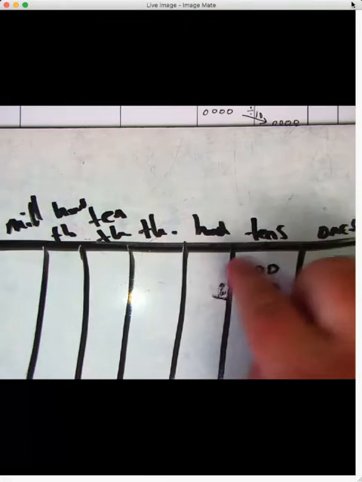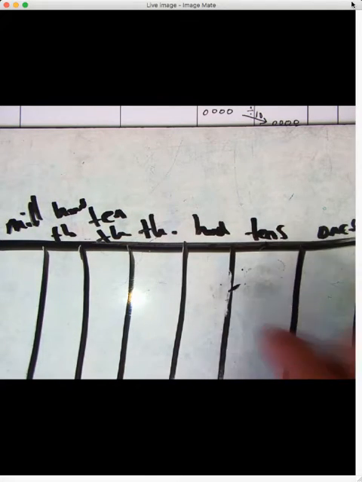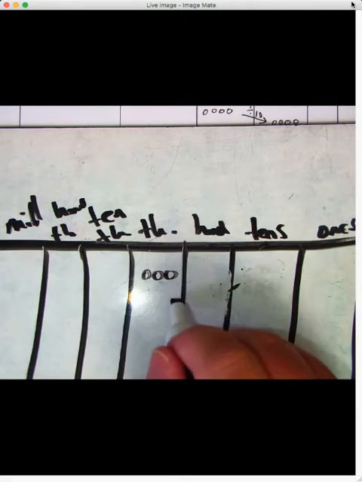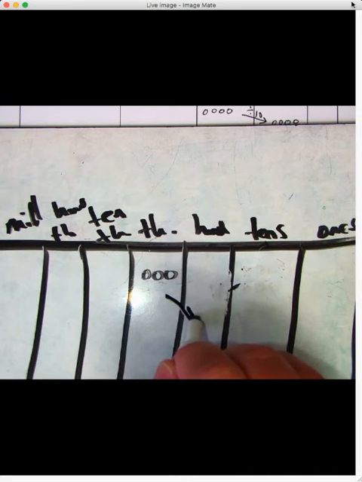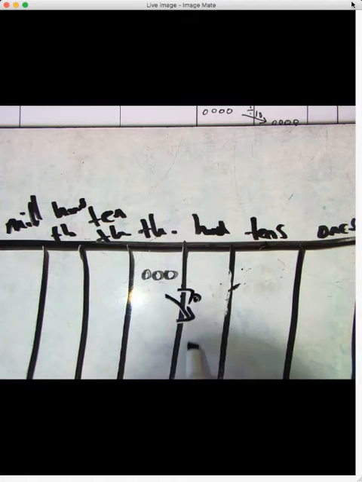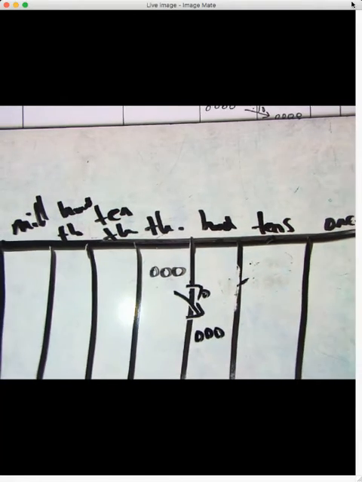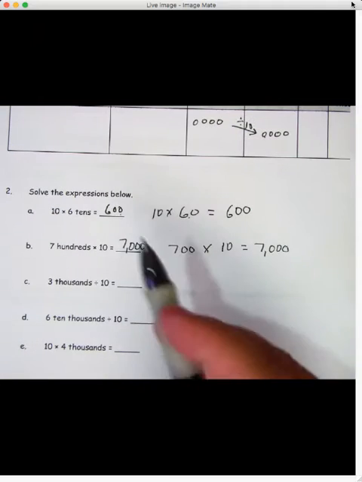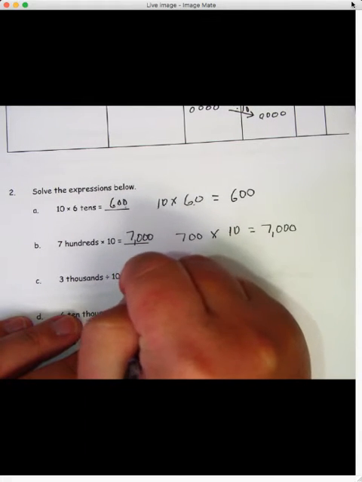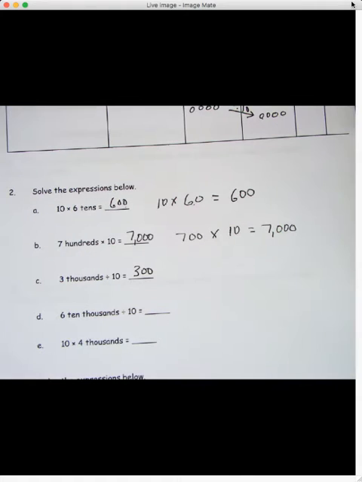So let me erase this. Let's use my finger for now. 3,000s, 1, 2, 3, divided by 10 means we go the other direction, divided by 10, and that means we have what? We have 300s. So let's write that. We have 300s, which is what? 300. Okay? 3,000s divided by 10 is 300.